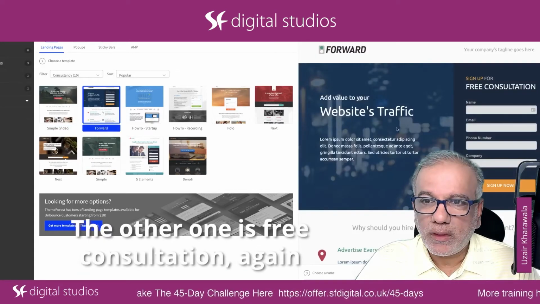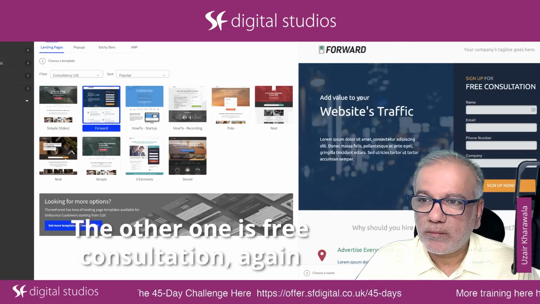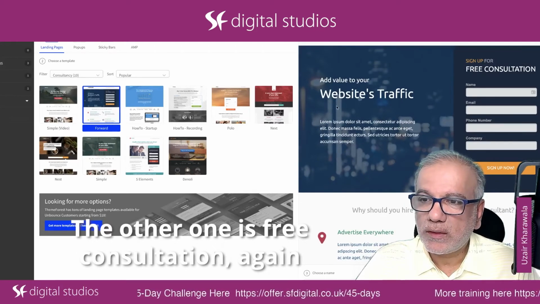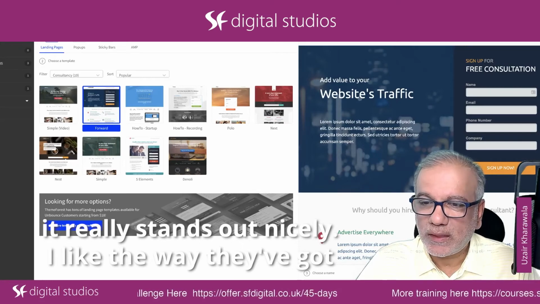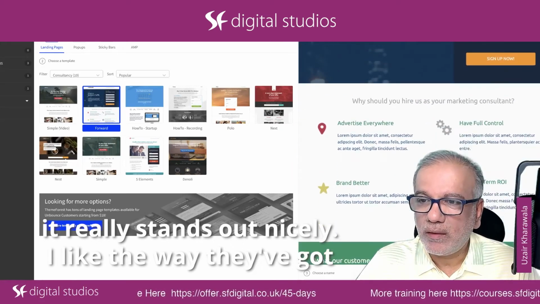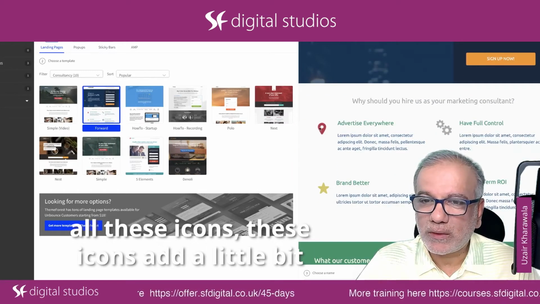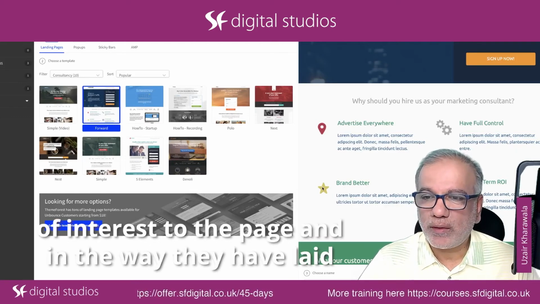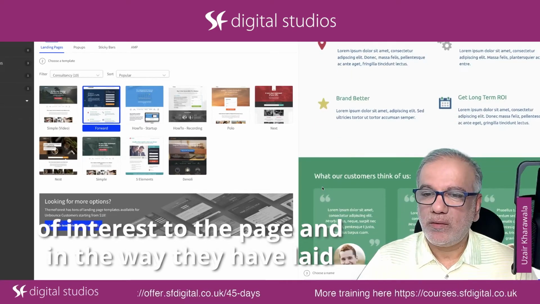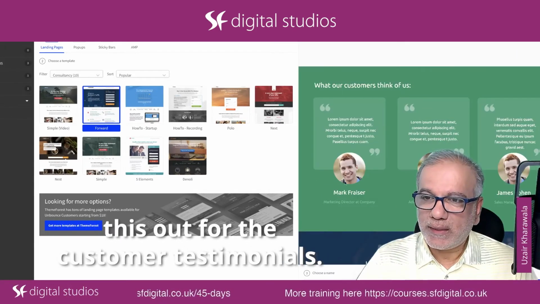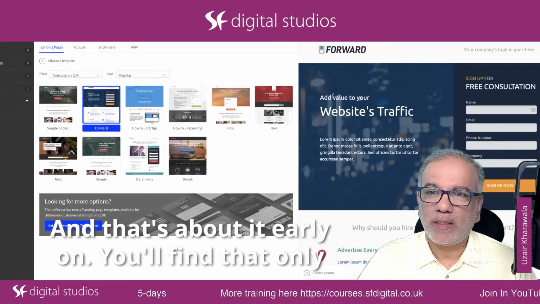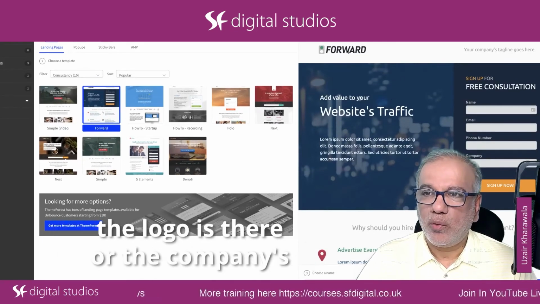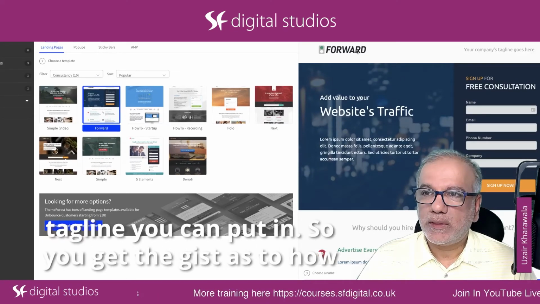The other one is free consultation. Again, the orange button. I like the orange color. It really stands out nicely. I like the way they've got all these icons. These icons add a little bit of interest to the page, and in the way they have laid this out for their customer testimonials, and that's about it really. And you'll find that only the logo is there, or the company's tagline you can put in.